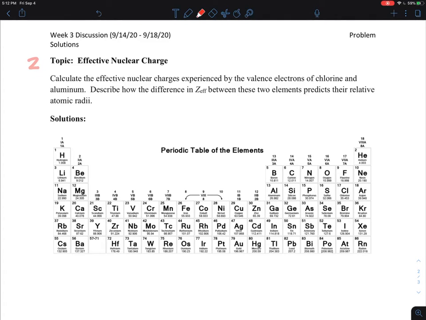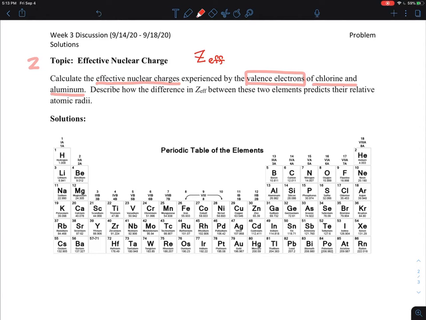This is week 3, problem number 2. It's about the effective nuclear charge. Effective nuclear charge has the symbol Z effective, and you have to know the number of protons in the nucleus. So let's read the problem. Calculate Z effective experienced by one valence electron of chlorine and aluminum.